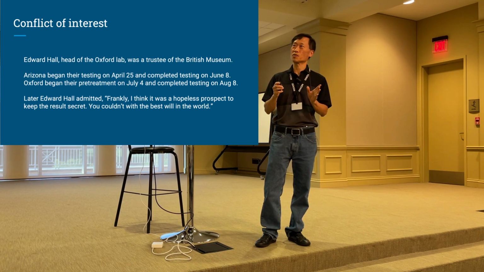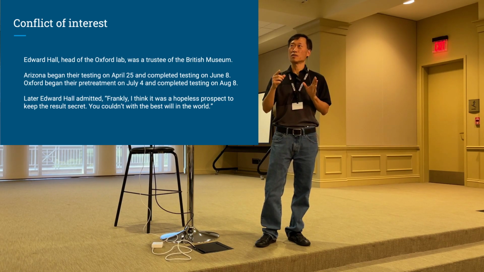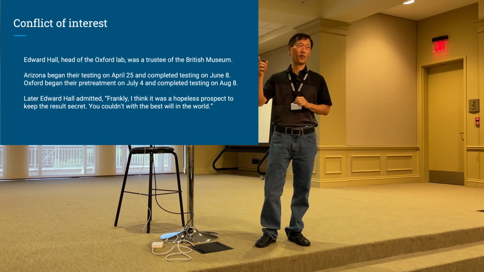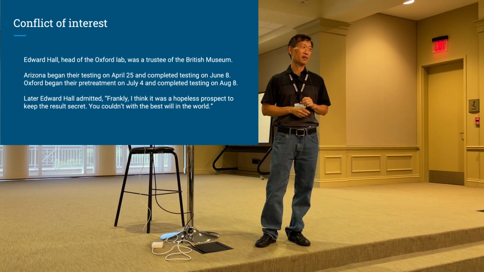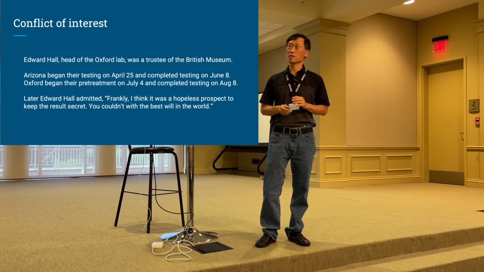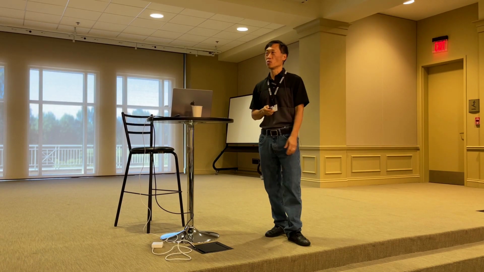Arizona began their testing on April 25th, completed their testing on June 8th, and submitted their data to the British Museum. Oxford began their pretreatment on July 4th, a month later, and completed their testing on August 8th. So Edward Hall probably could have had access to this data since he was a trustee of the British Museum. Later, Edward Hall admitted, "Frankly, I think it was a hopeless prospect to keep the results secret. You couldn't, with the best will in the world."